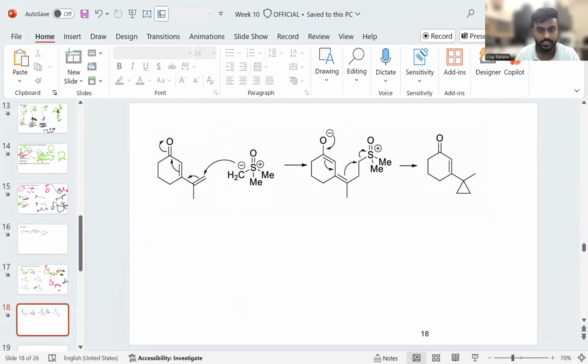Another question that I will take: the Swern oxidation of primary alcohols is carried out at which temperature? Generally the Swern oxidation is carried out at a low, minus temperature. Otherwise, the Pummerer reaction can take place.